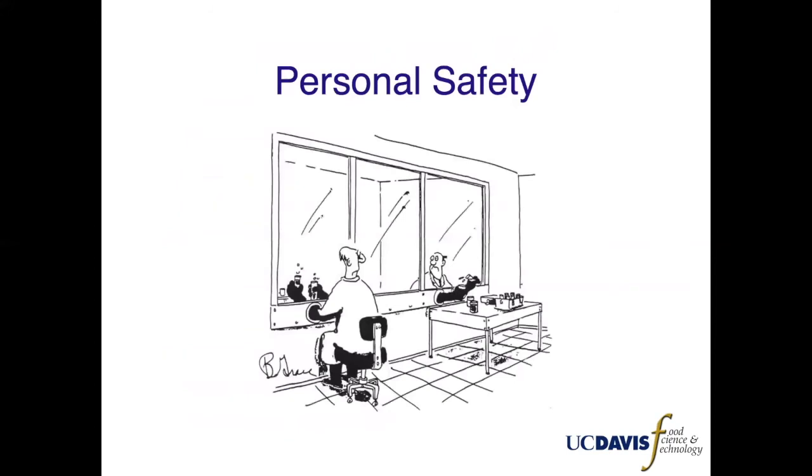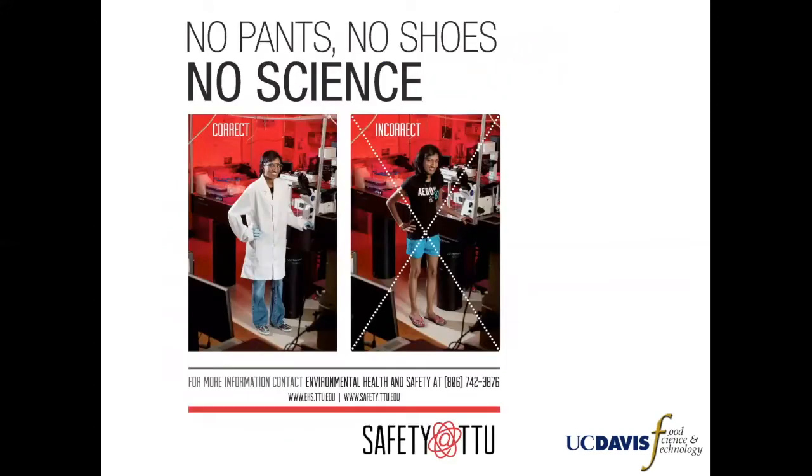Now we will discuss personal safety in the laboratory. Proper attire is required in order to work in the laboratory. Long pants or skirts must be worn. In other words, you must be covered from the waist down. Stockings, nylons, and leggings or jeans with holes are not acceptable. You must also wear closed-toed heeled shoes that fully cover your feet. Tying up long hair is also advised.